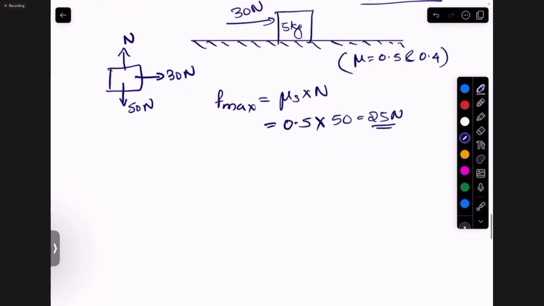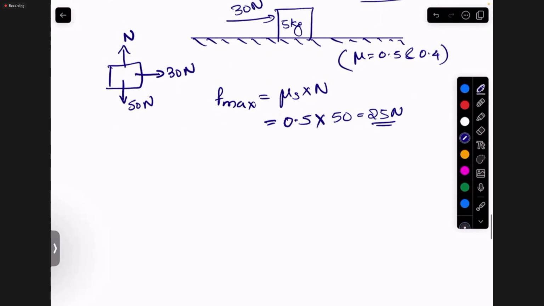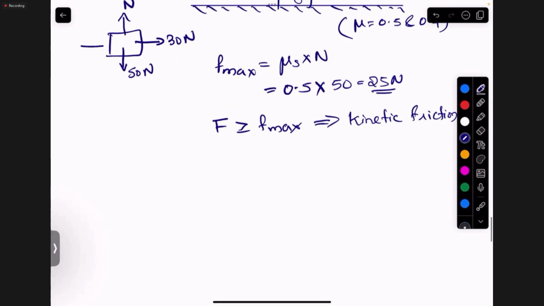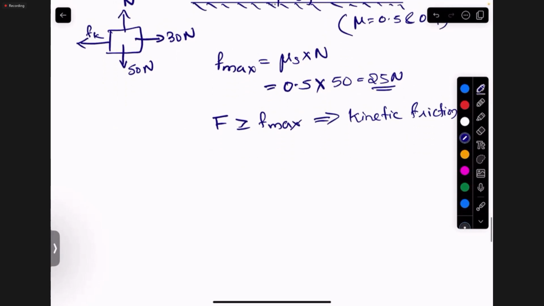Now, applied force is 30 Newton and the other one is 25 Newton. So applied force is larger than F max. So what will come into play? Kinetic friction. So what is kinetic friction over here? So here kinetic friction will oppose the applied force.